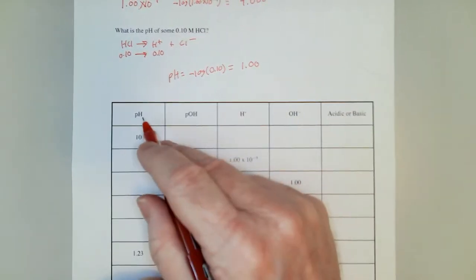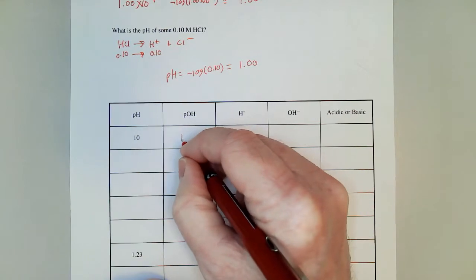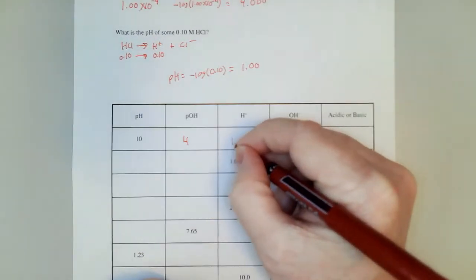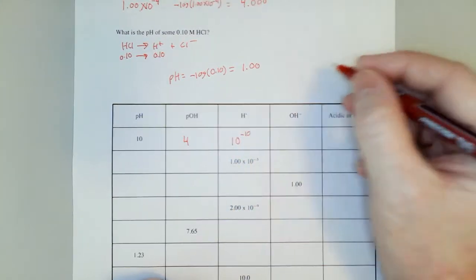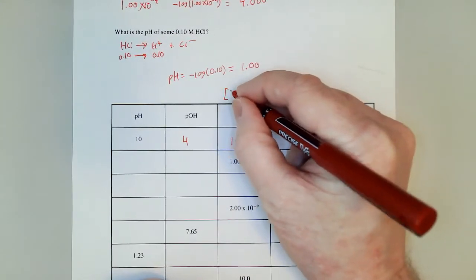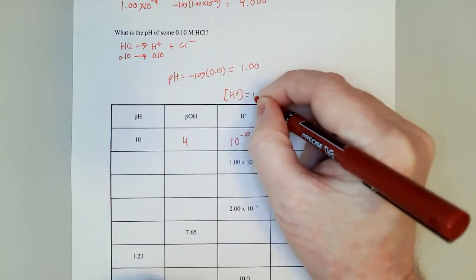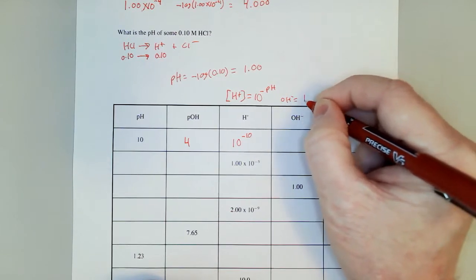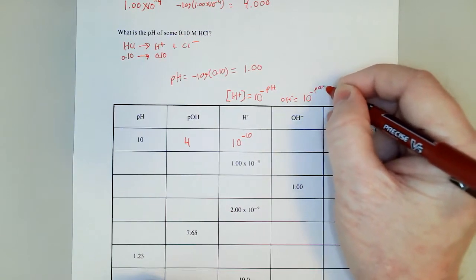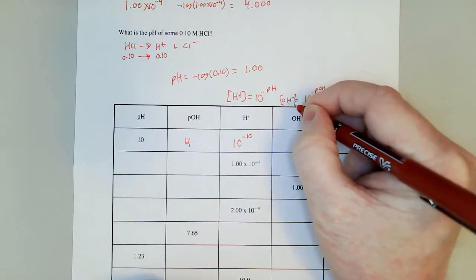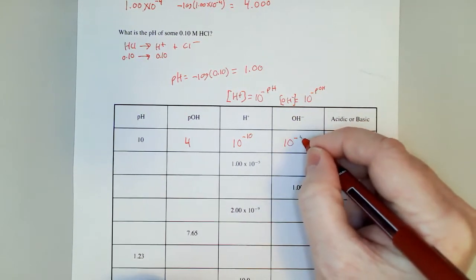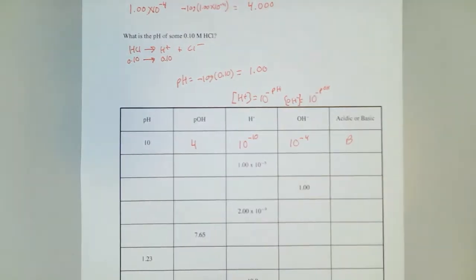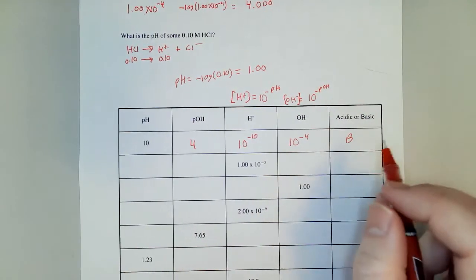pH plus pOH add up to be 14. So if the pH is 10, the pOH must be 4. The H plus is 10 to the negative 10th, because the H plus equals 10 to the negative pH, and the OH minus equals 10 to the negative pOH. So this would be 10 to the negative 4. It's a base, by the way. So, pretty straightforward idea. Now let's throw in some sig figs.